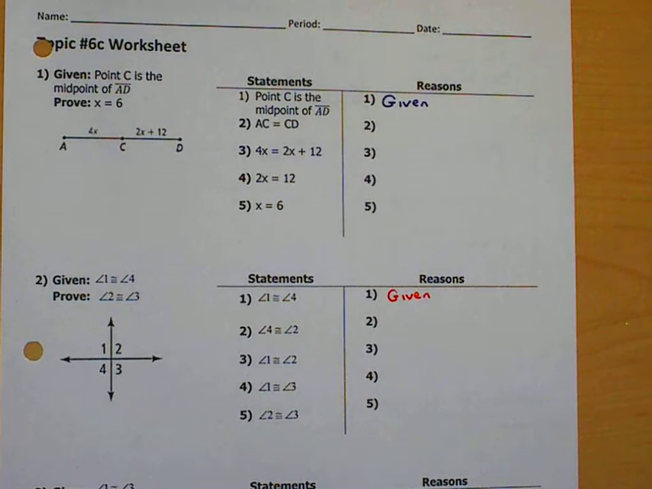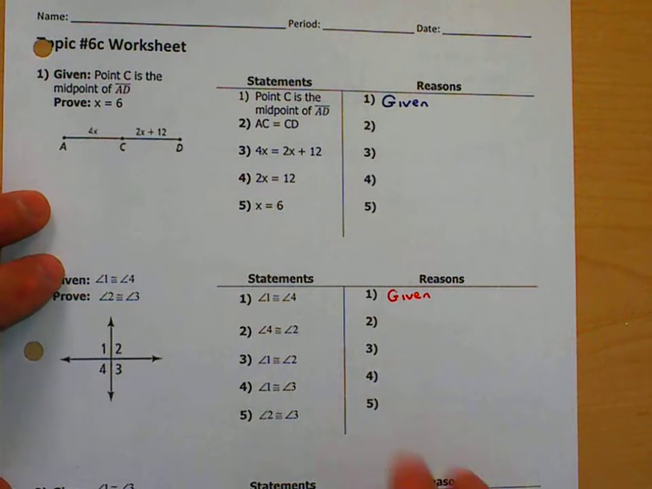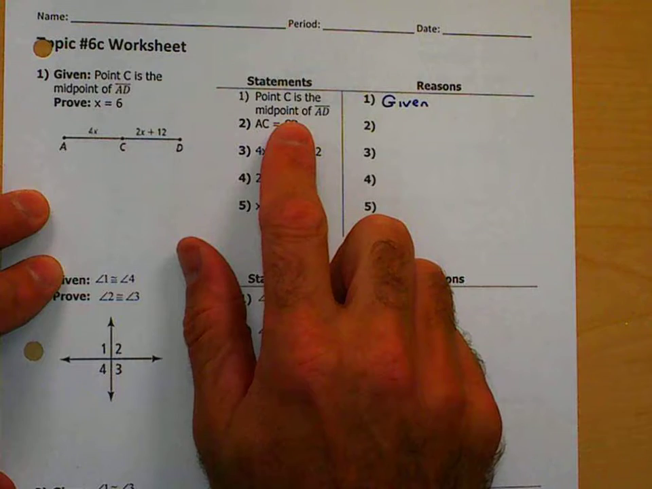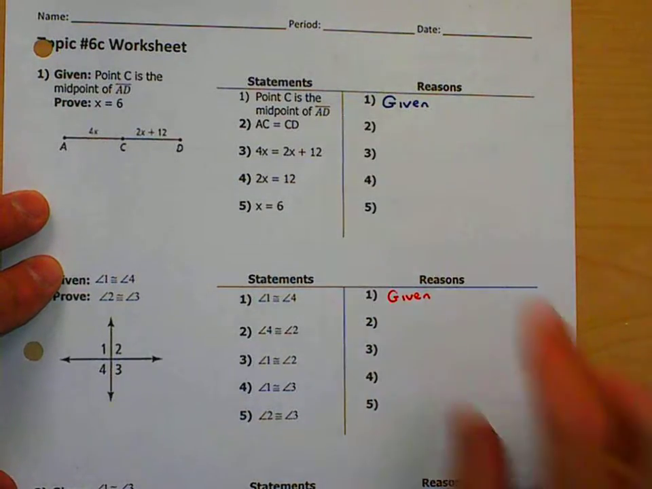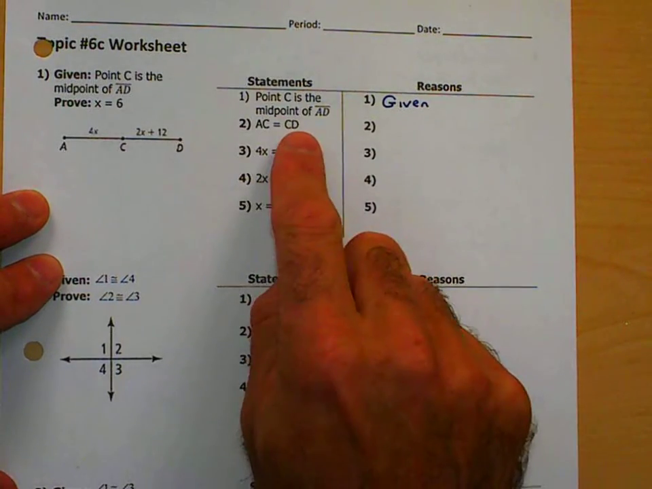We're going to go ahead and go over this worksheet that most classes started with. I have it labeled topic number 6C worksheet. Yes. And this is given. The first statements I've gone through and just copied them all as given, because that's where we always start. We start with the given information.